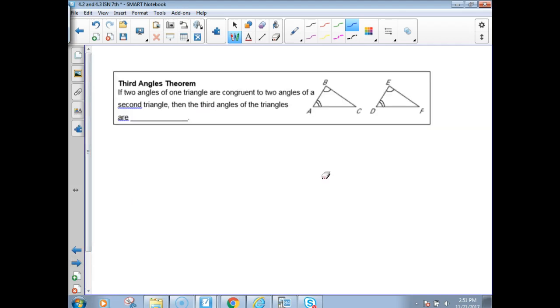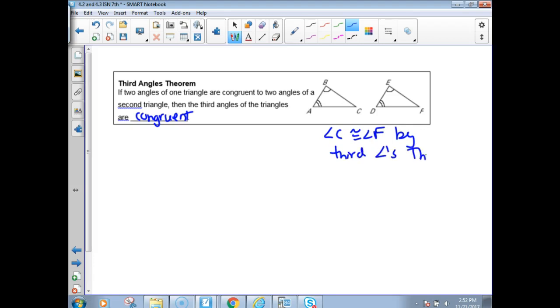Third angles theorem. This third angles theorem says, well, yesterday we learned that the angles of any triangle add up to 180. So if two angles of one triangle are congruent to two angles of a second triangle, then the third angles are also congruent. Why? Well, if you know two of them are the same, the third ones would come from doing the same mathematical operation. So in this diagram, angle C would be congruent to angle F by the third angles theorem.